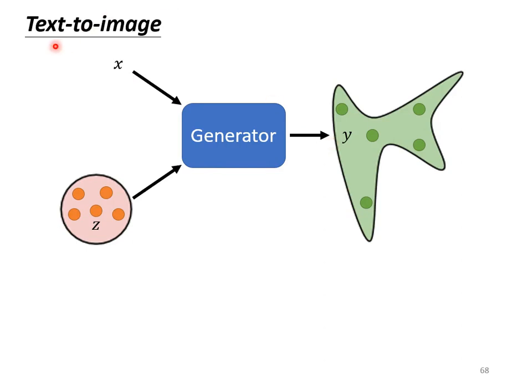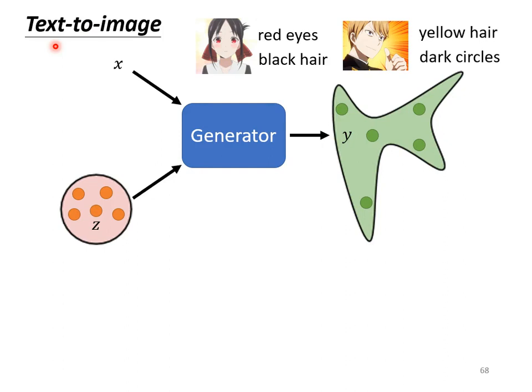For example, you can generate pictures from texts. If you want to generate pictures from texts, it is actually a supervised learning problem. You need some labeled data. You need to collect some pictures, some human faces. Then, these human faces must have text descriptions to tell us that this one is red eyes, this is black hair, this is yellow hair, this one is dark circle, and so on. We need this kind of labeled data to train this conditional generation.